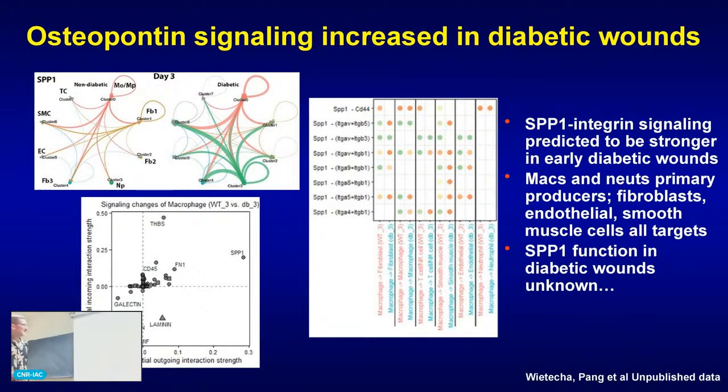And then on the right here, you see SPP1, that's osteopontin, that's the ligand, and potential receptors that are expressed on the fibroblasts and other cells that it may interact with, showing the differential interaction between, in the red, non-diabetic, and in the blue, the diabetic. So this is a pathway that we're going to follow up with experimental validation. It has not been studied in diabetic wounds, and could be one of the drivers of the inflammatory process in the diabetic wounds.